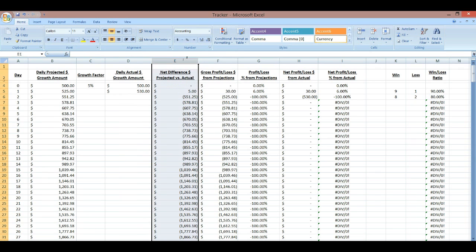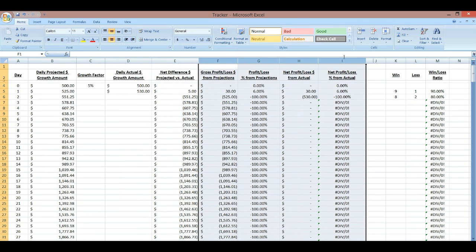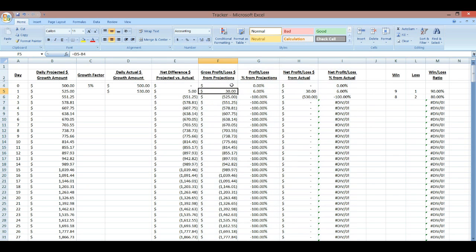I find this column useful, but really it's these 4 columns right here that I find more useful, because this is also what's going to be calculating your percentages. This should make more sense in just a second. This is our actual gross profit or loss projections from our previous day. So from our previous day, we're actually up $30, and we're up by 6%.